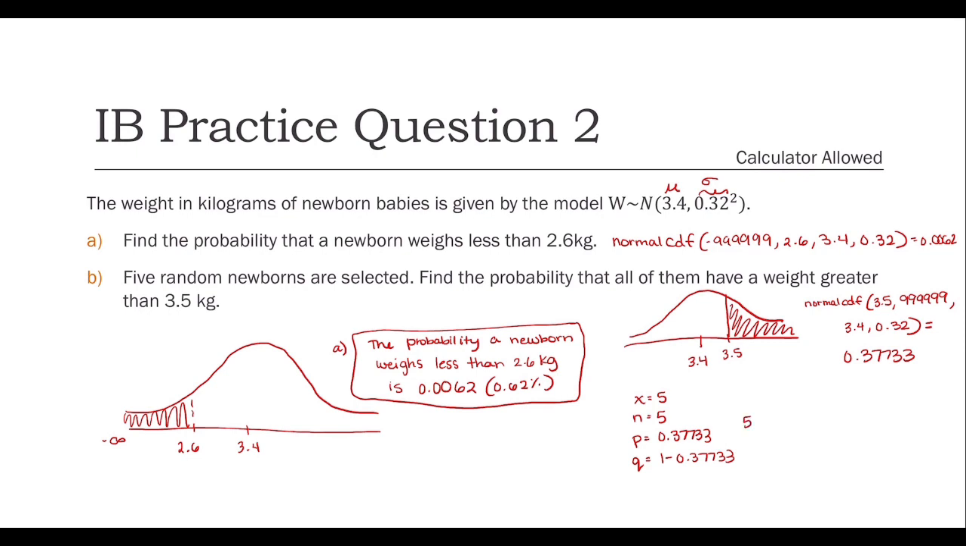So we'll have n choose x of p, 0.37733 to the x times q, which is 1 minus 0.37733 to the n minus x. So 5 minus 5. So this is to the 0, so this just becomes 1. 5 choose 5 is also 1, so we just have 0.37733 to the 5th, which equals 0.00765.